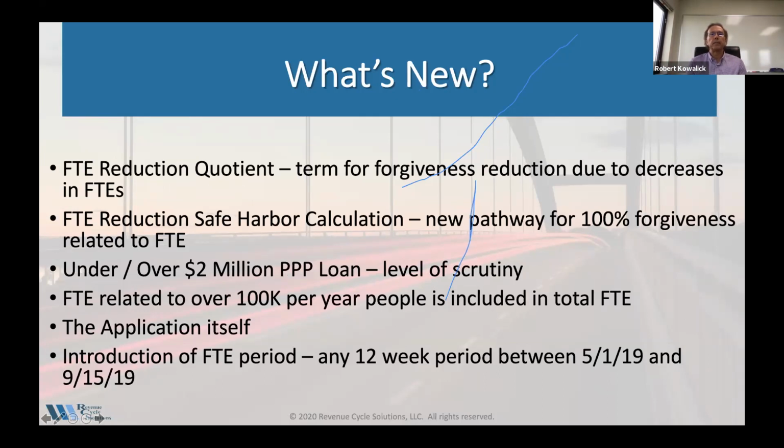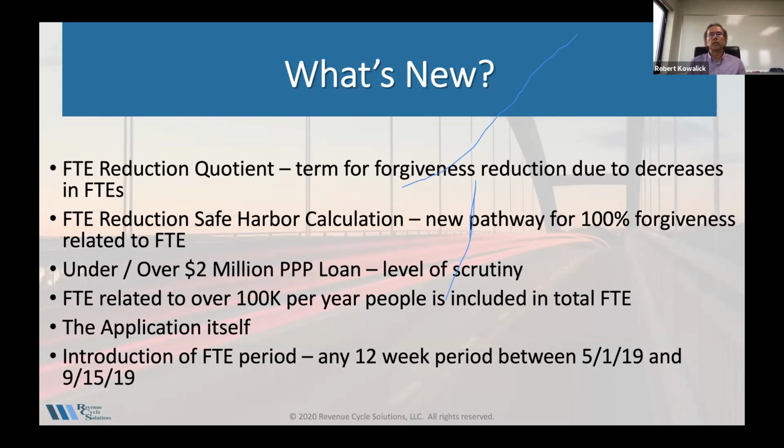Anyway, there's a new term, FTE reduction quotient. Essentially, that is your percentage calculation that's going to be applied to your spend. And if you have an FTE reduction quotient, that means your FTE-based forgiveness variable was less than 100%, meaning it's going to reduce forgiveness on your loan. But that's the term that they're using, FTE reduction quotient.